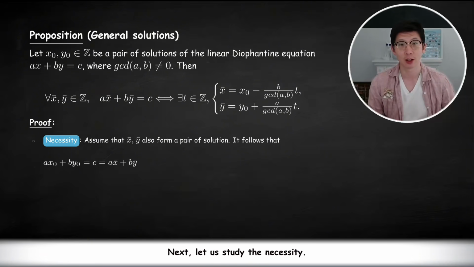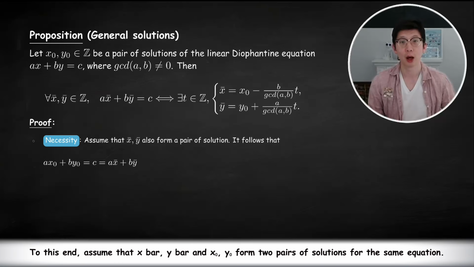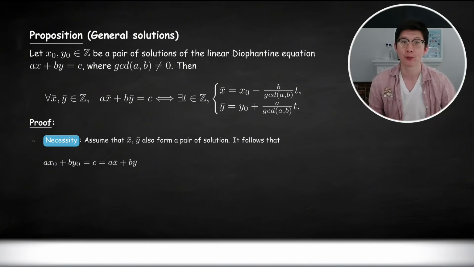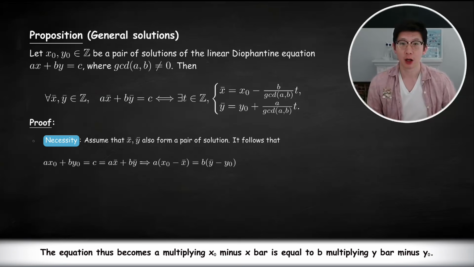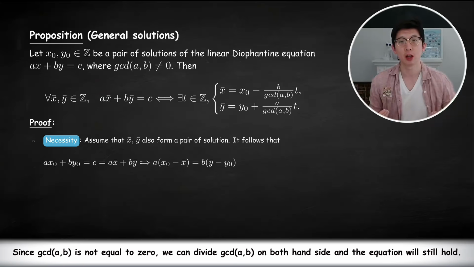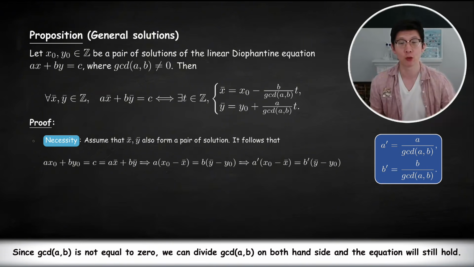Next, let us study the necessity. To this end, assume that x bar, y bar, and x0, y0 form two pairs of solutions for the same equation. From there, we can rearrange the terms by putting everything related to a on one hand side and everything related to b on the other hand side. The equation thus becomes a multiplying x0 minus x bar is equal to b multiplying y bar minus y0. Since GCD(a,b) is not equal to 0, we can divide GCD(a,b) on both hand sides and the equation will still hold.